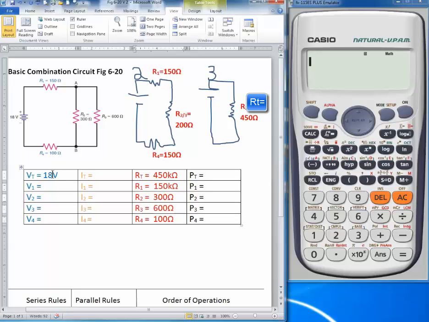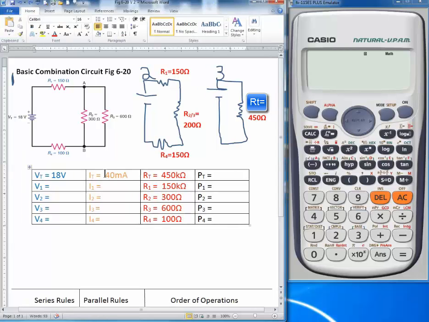Now that I've got total voltage and total resistance, I can calculate my total current using Ohm's law. 18 volts divided by 450 ohms gives me 40 milliamps. Once I have my total current of 40 milliamps, just by looking at the construction of the circuit and looking at what is on the main branch of this circuit, I can figure out that my current, which leaves this negative post of my power supply here, all of that current must flow through R4.